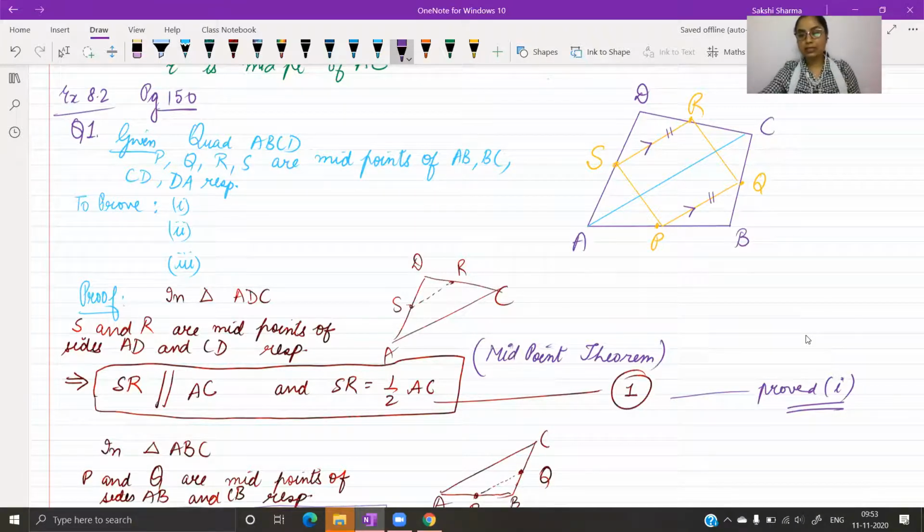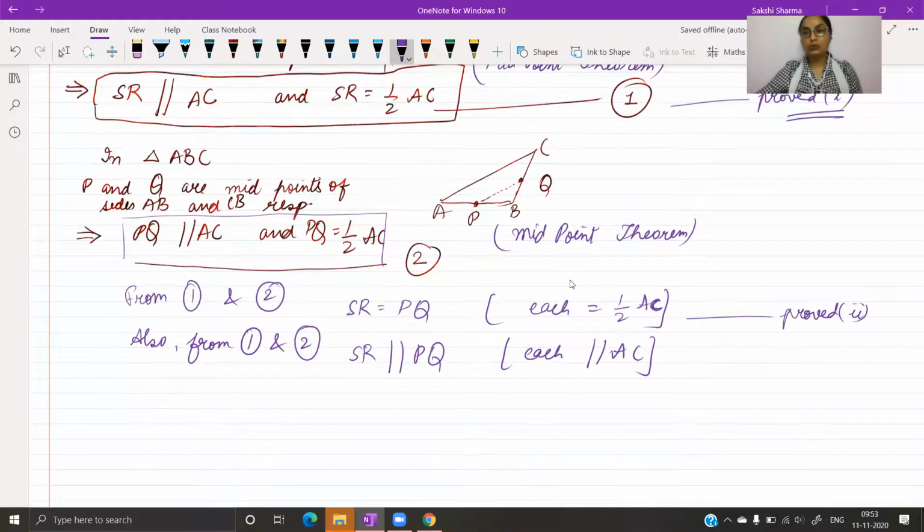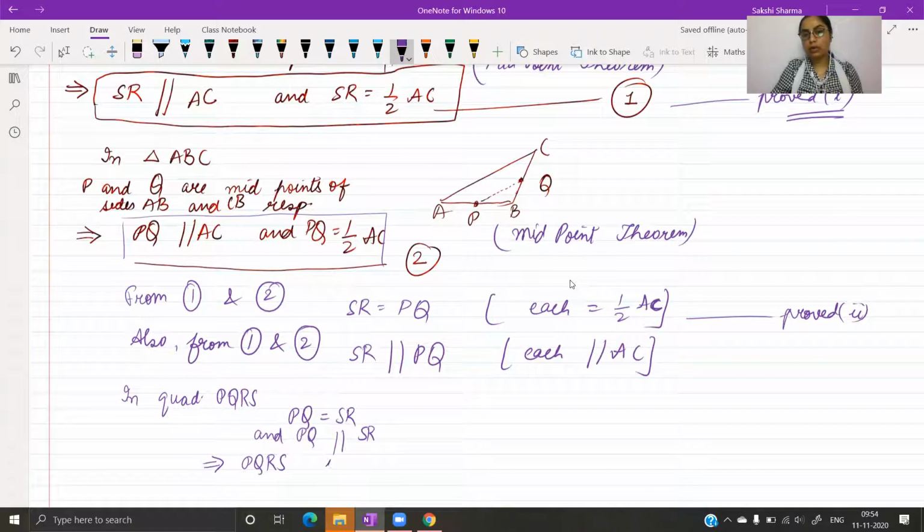अगर आपके पास एक quadrilateral है जिसमें one pair of opposite sides equal भी हो और parallel भी हो, तो उस quadrilateral को हम parallelogram बोल सकते हैं. And this is what I'm going to write down here. In quadrilateral PQRS, I have PQ equal to SR and PQ is parallel to SR. So from here, it can be concluded that PQRS is a parallelogram.